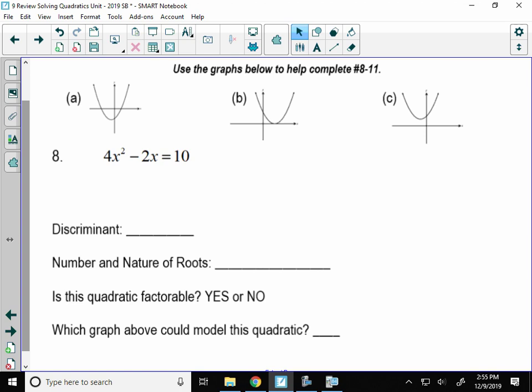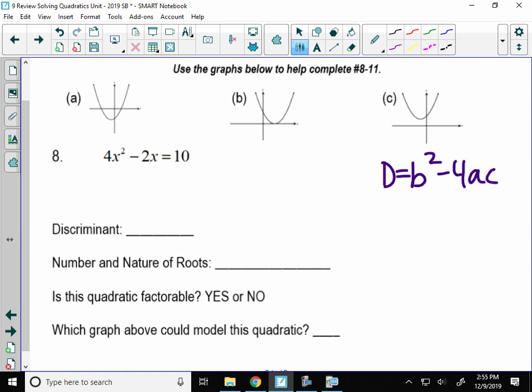So remember, the discriminant is the stuff that is under the square root in the quadratic formula. So b squared minus 4ac. In order to find the discriminant in A, I have to make sure that I'm in standard form. So I have to subtract the 10 over. So this is actually the quadratic that you are finding the discriminant of.